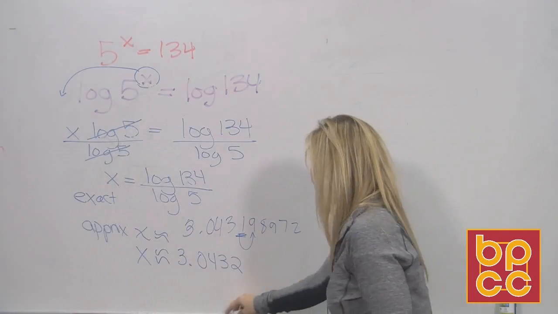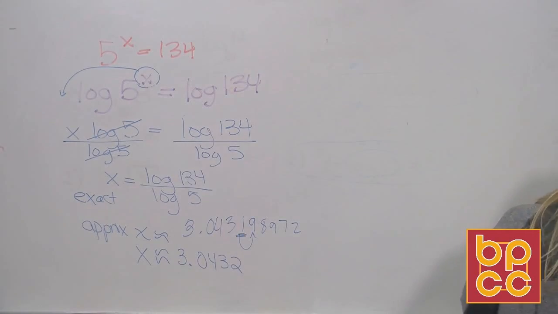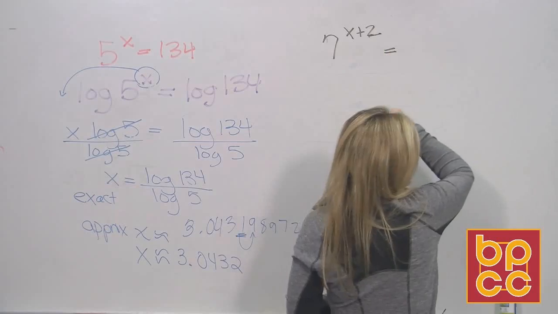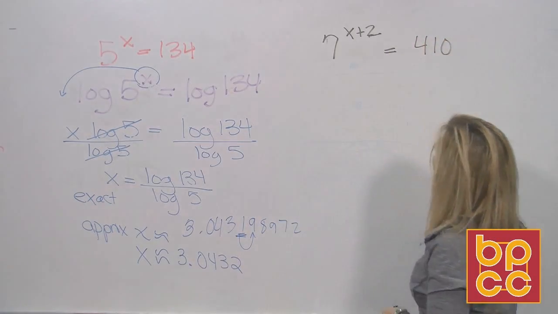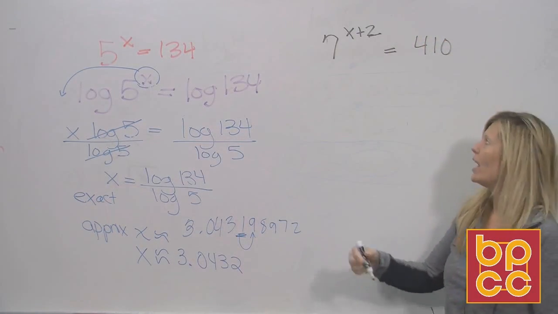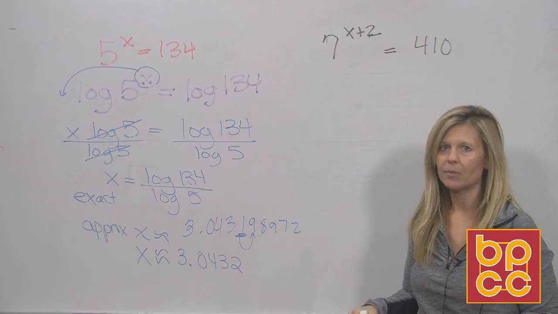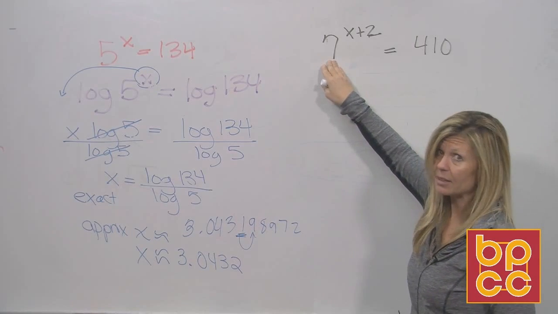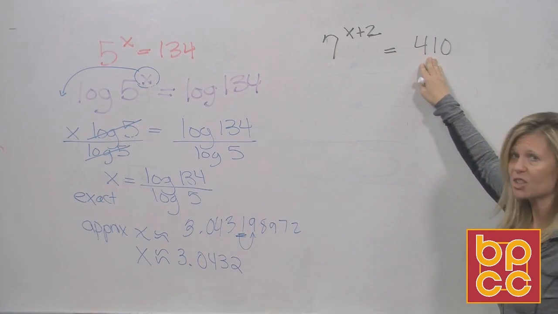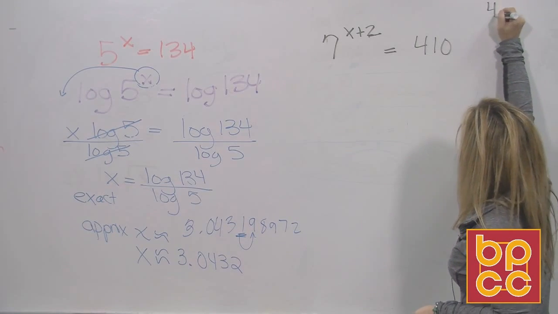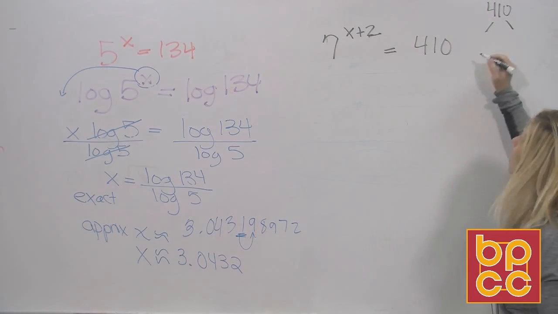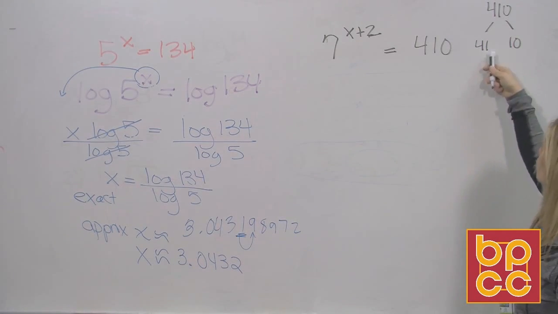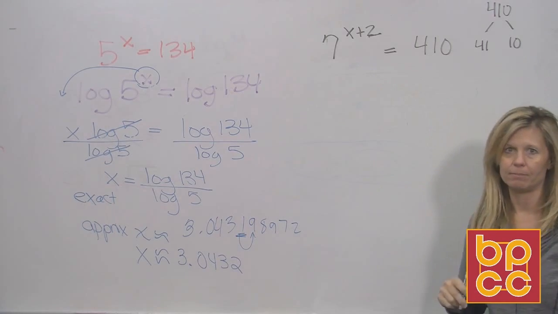Okay, our second equation, let me put down my calculator, is 7^(x+2) = 410. So again, that's an exponential equation. Your variable's in the exponent spot. First thing you check, can you get the bases to be the same? Nope, that's 7. It's prime. It's in lowest terms. That's 410. Even if you decided to factor 410, you would get 41 times 10. 41's prime.